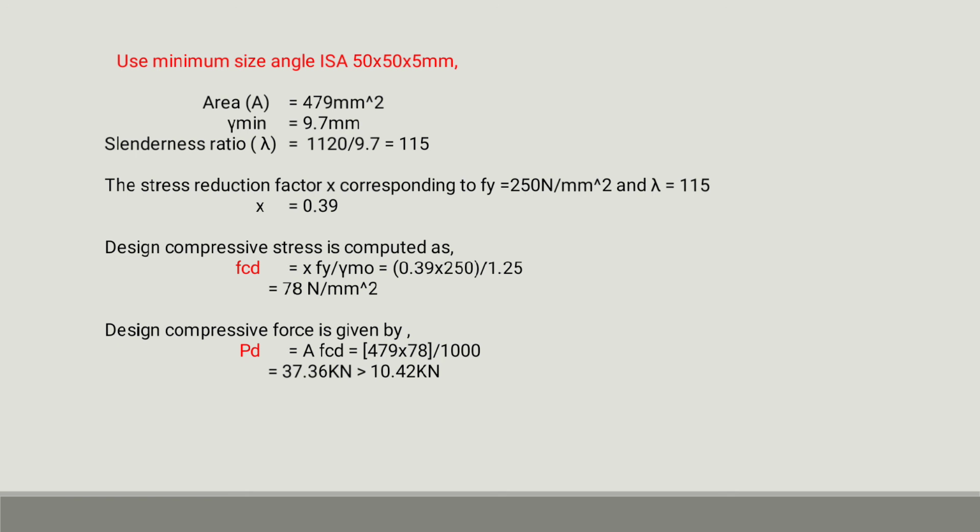And the design compressive strength, we already know that formula. Step by step we can use that same formula, so you can easily understand that. Then fcd is equal to, if you know all the values, you apply them and you get the answer. So fcd is equal to 78 Newton per mm square, and the design compressive force is given by Pd equal to A into fcd. So 37.36 is greater than 10.42, hence safe.